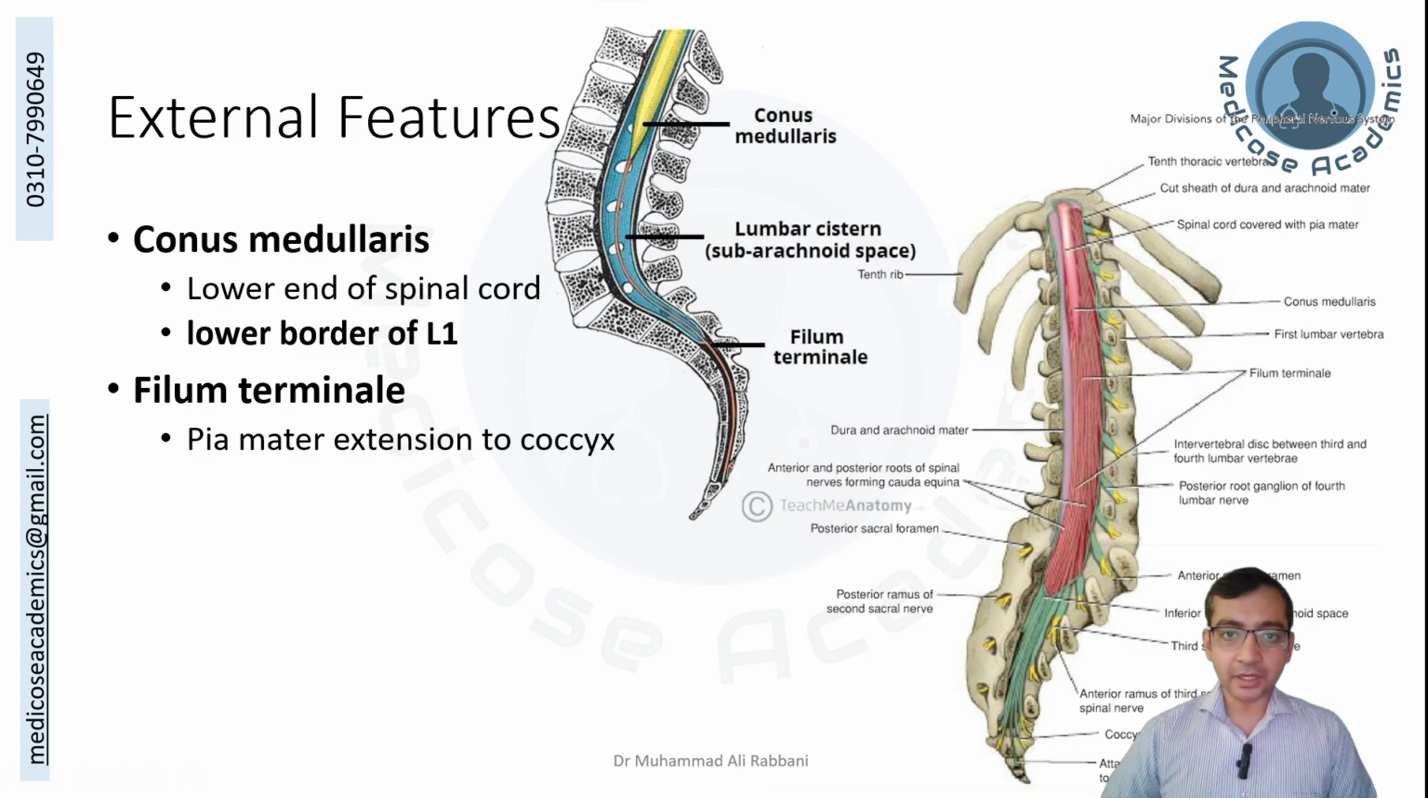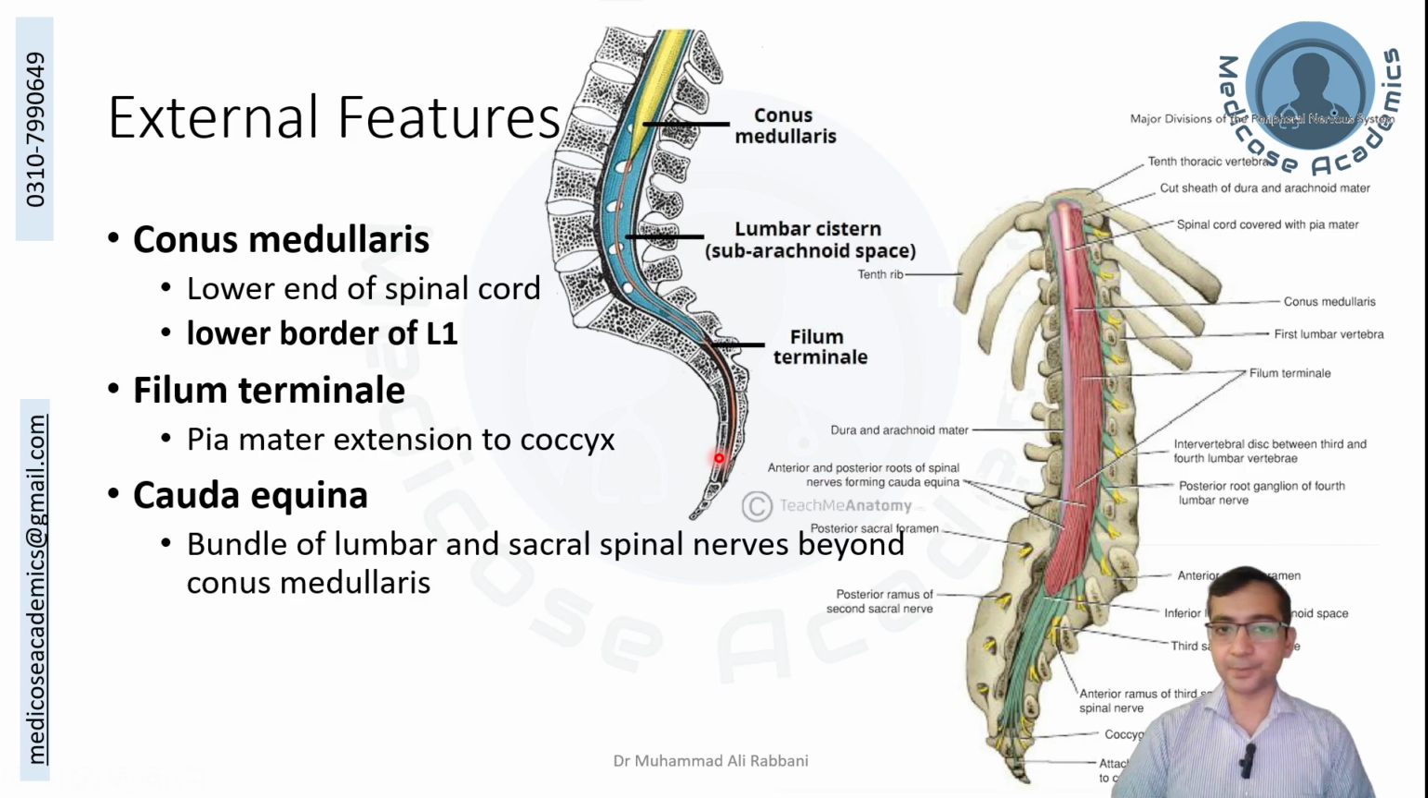You can see the pia mater remain attached to the coccyx, and as the spinal cord goes up and gets extended and elongated, this whole thread-like extension of the pia mater, that is running between the conus medullaris and all the way down to the dorsal aspect of the coccyx, is called filum terminale. So filum terminale is a pia mater extension.